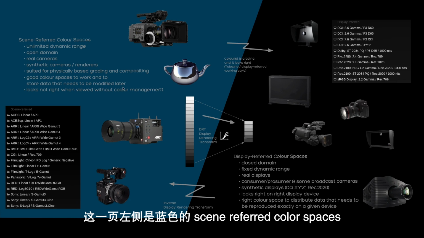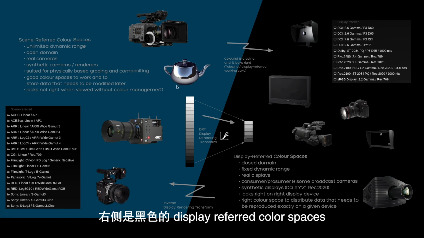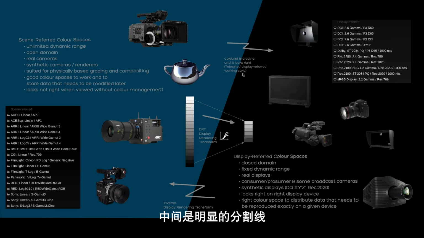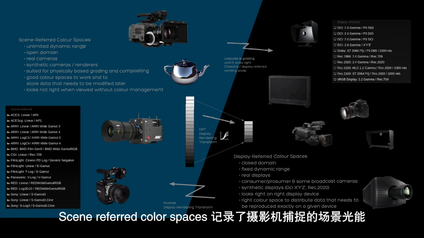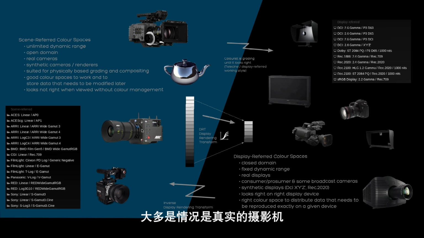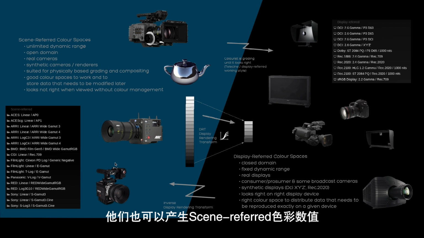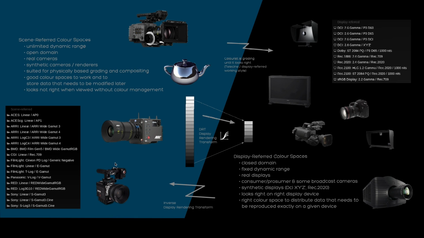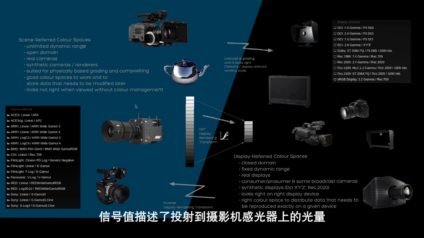On this slide, we have the scene referred color spaces on the left in blue and the display referred color spaces in black on the right. There's a clear divider line here in the middle. Scene referred color spaces store light energy from a scene that a camera captures. In most cases these are real cameras, but this could also be synthetic cameras like CG renderers, for example. They can also produce scene referred color values. And the signal values really describe the amount of light that hit the camera sensor.